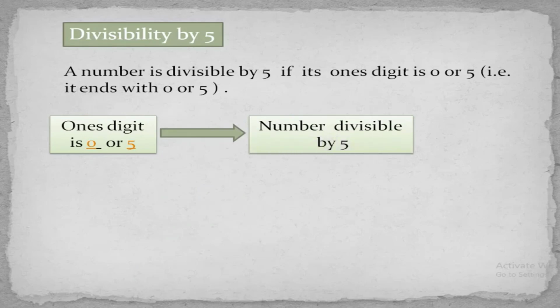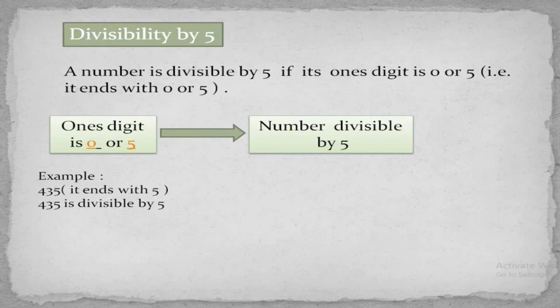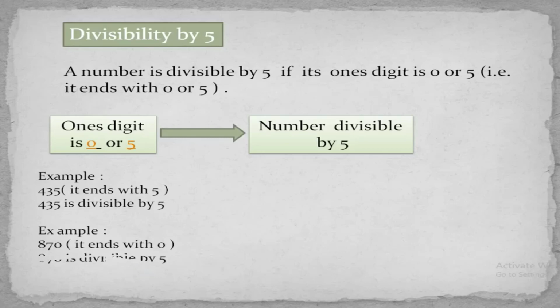Let's have an example. 435. The number 435, if we look, ends with 5, which means it's divisible by 5. Another example is 870. 870 ends with 0, so this number is divisible by 5 since it ends with 0.